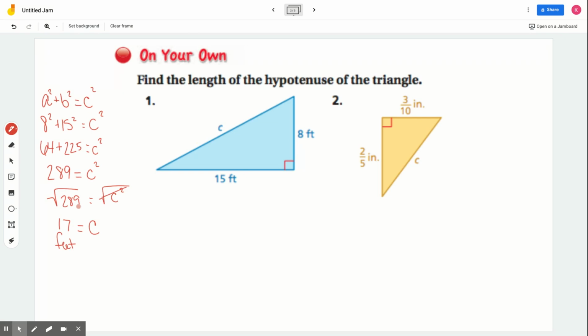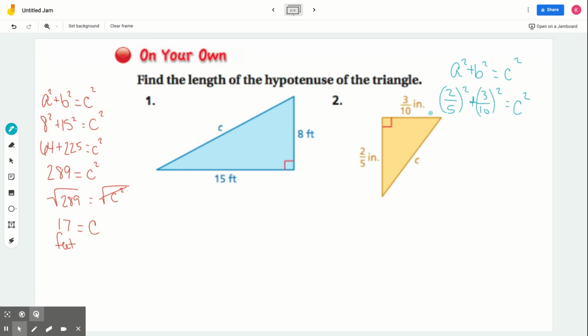Now we do know that there can be a negative and a positive square root, but we know that the distance, the length, has to be a positive number. So that's why we're going to get a positive 17 feet. Now go ahead and try number 2 on your own.